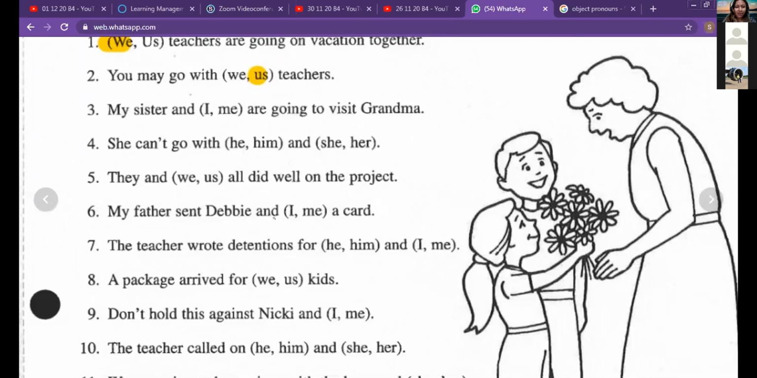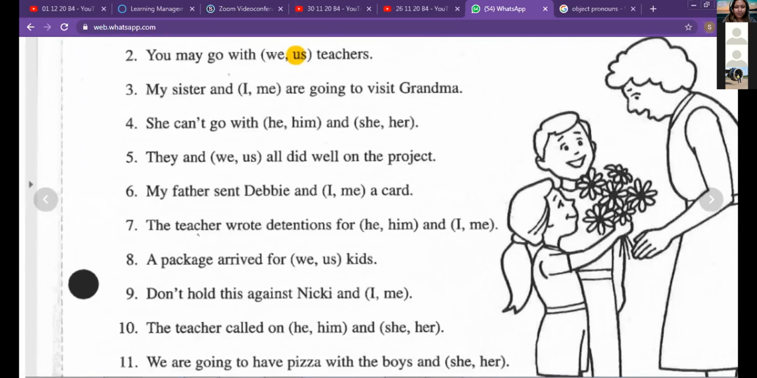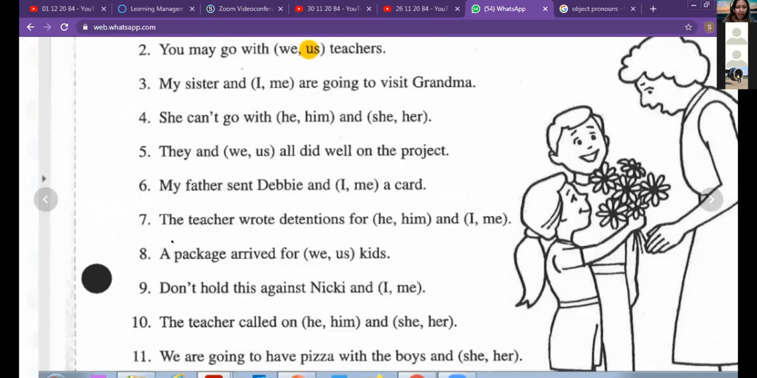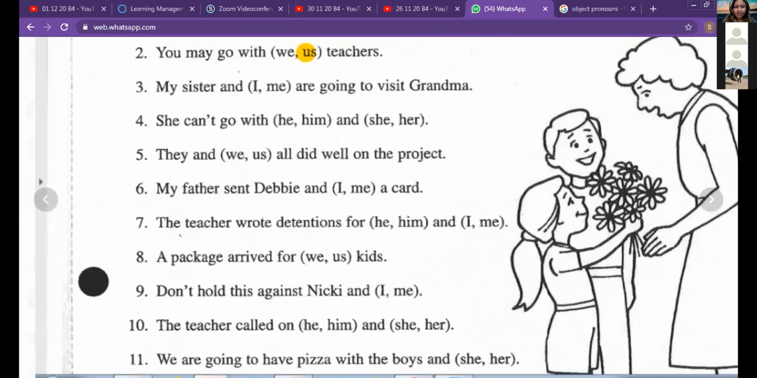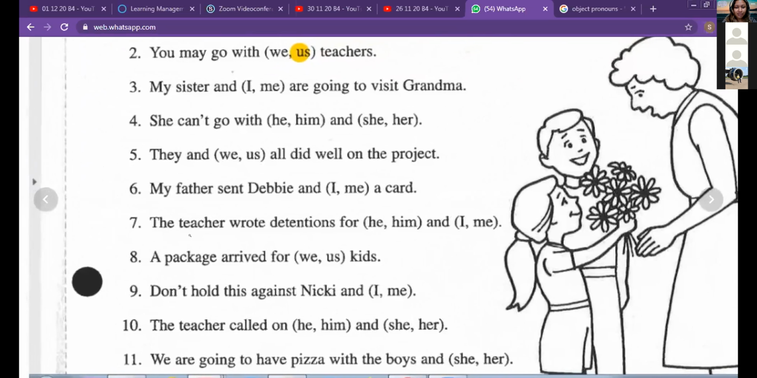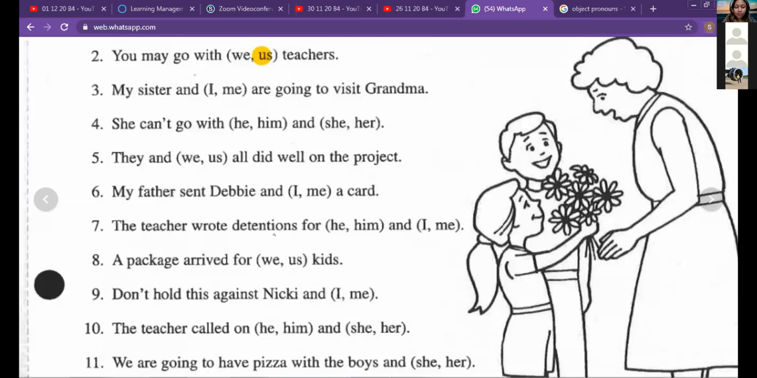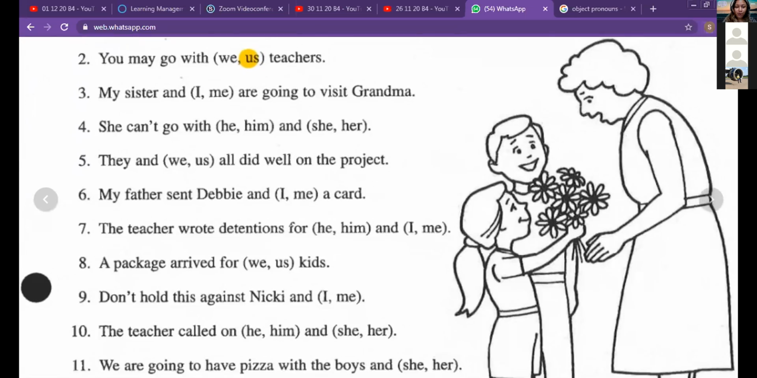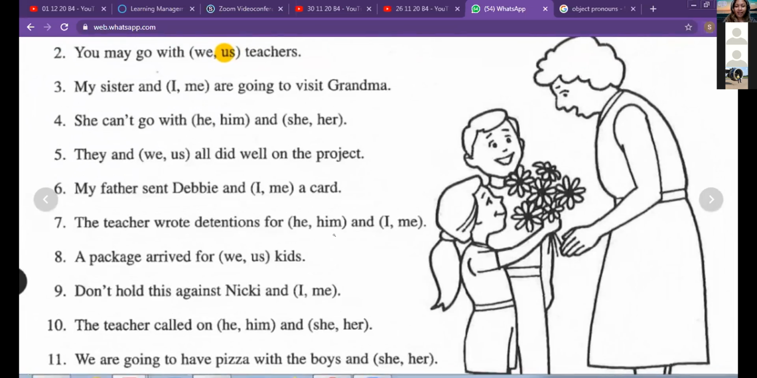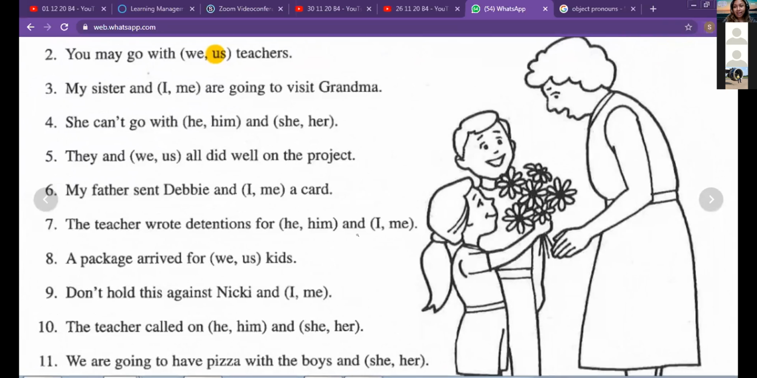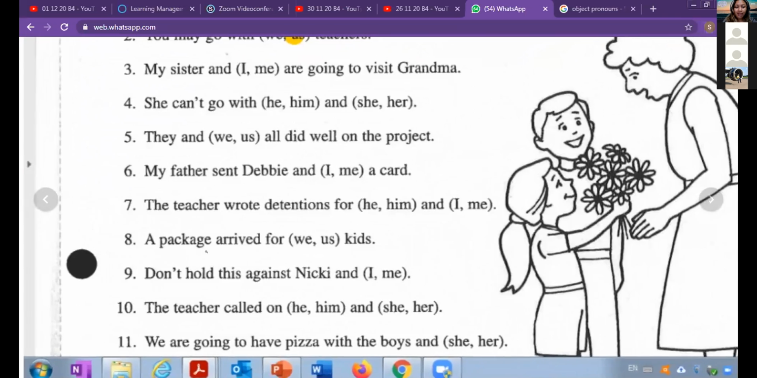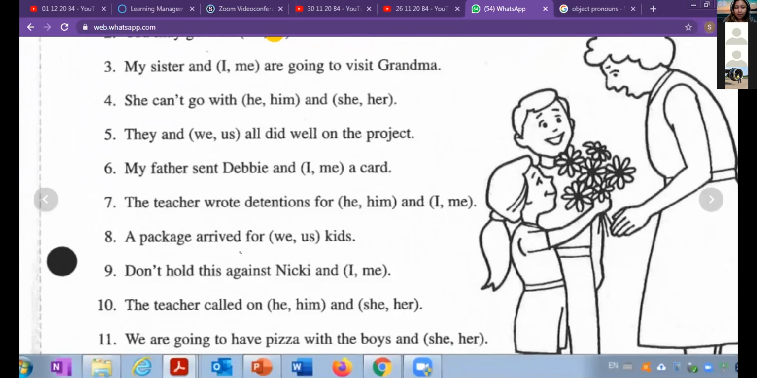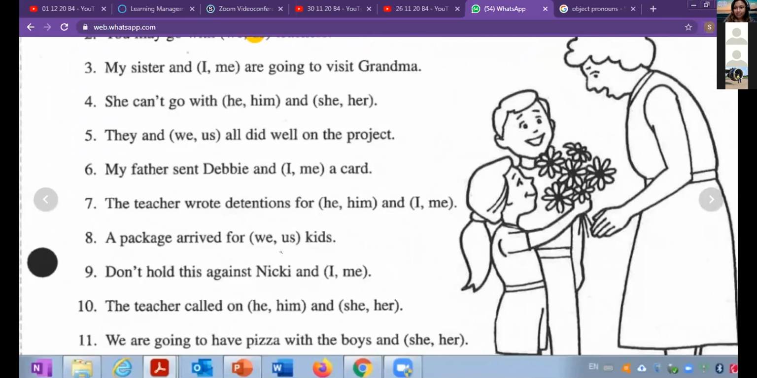Very good. Okay. Good. Now we have: the teacher wrote the tensions for him and me. For him and me. Good. 8. A package arrived for us. Okay, for us. For us.